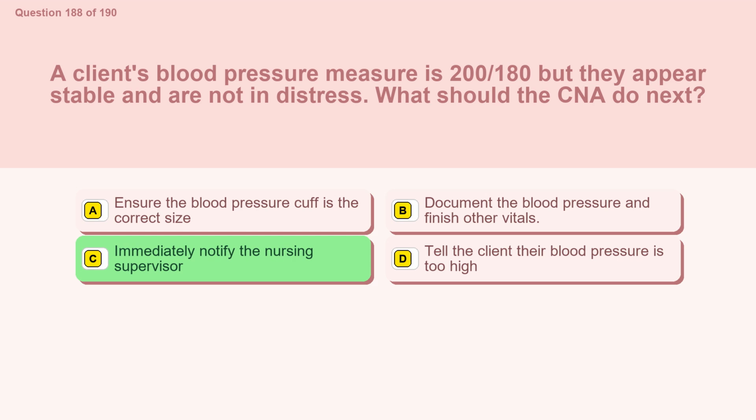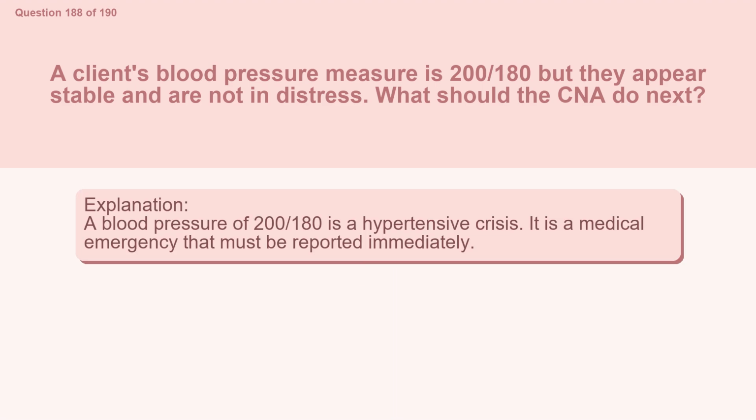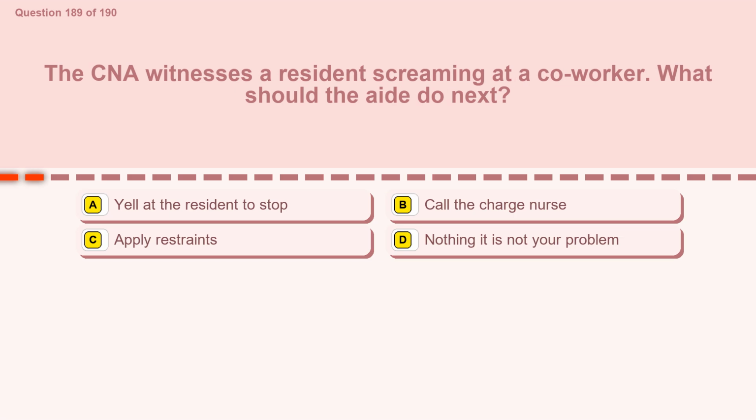The correct answer is option C. Immediately notify the nursing supervisor. A blood pressure of 200/180 is a hypertensive crisis. It is a medical emergency that must be reported immediately. Question 189. The CNA witnesses a resident screaming at a coworker. What should the aide do next?